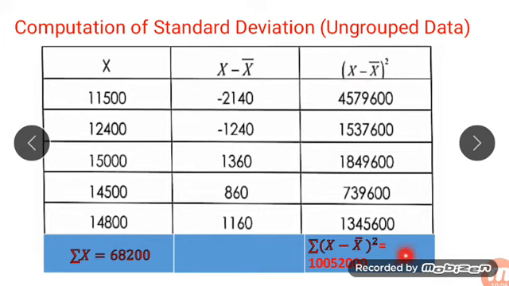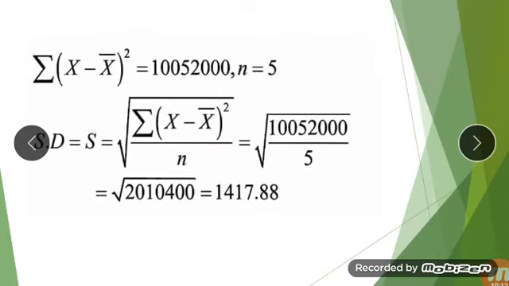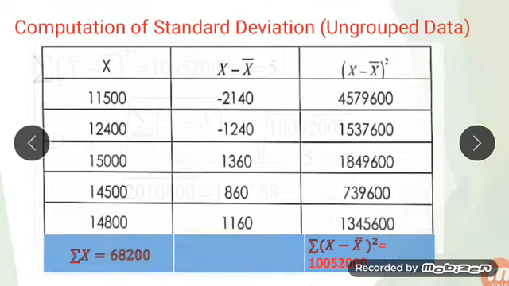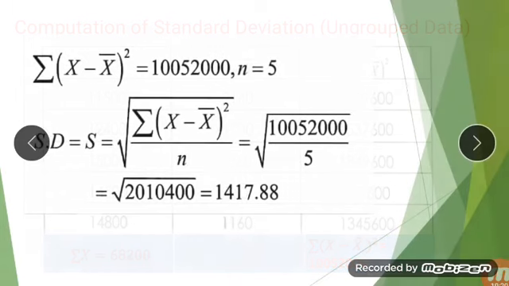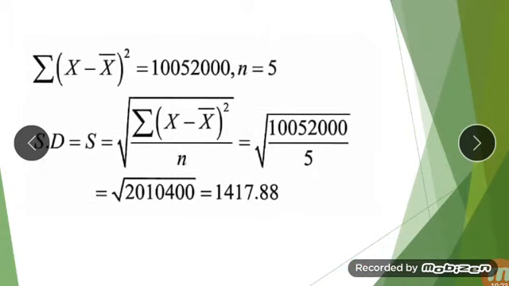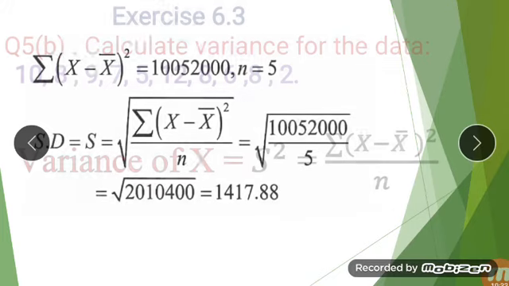So at the end we'll get the sum of (x minus x bar) whole square. There the sum is written. Now we will put the sum in the formula in order to get the value of standard deviation. Here n is 5, the number of observations. So the value is written here and divided by 5. So we will get the standard deviation as 1,417.88.